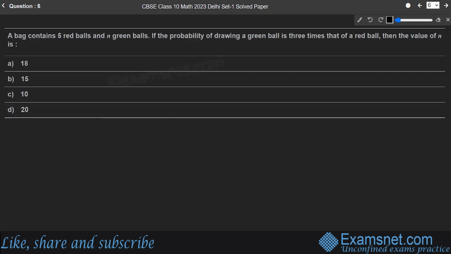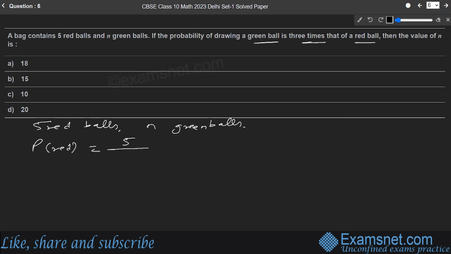Now what they're asking: a bag contains 5 red balls and n green balls. If the probability of drawing a green ball is 3 times that of a red ball. So let us do it one by one. There are 5 red balls in the bag and n green balls in the bag. So the probability of picking a red ball will be the number of red balls, that is 5, divided by the total number of balls, that is 5 plus n.